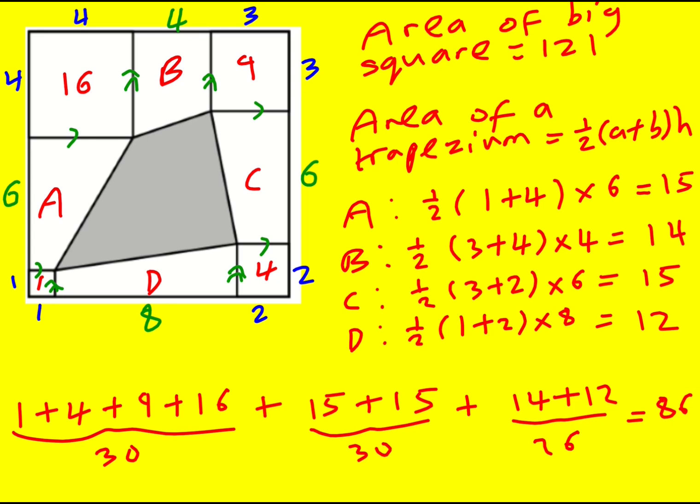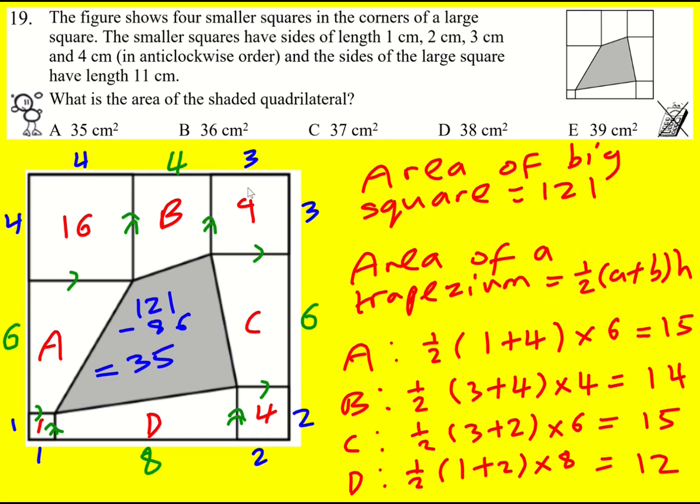Now that is the non-shaded bit, which means that the shaded part is going to be the whole square, 121 minus 86. And then I can just add on to 86. So 14 to get to 100, 14 plus 21, that's going to give me 35, and it's centimeters squared. So that's my answer A.